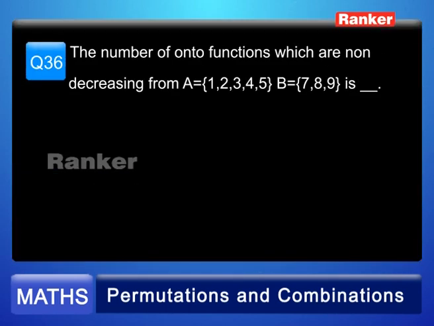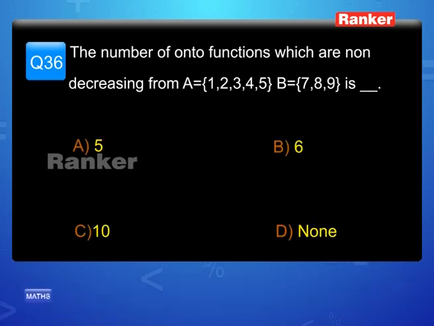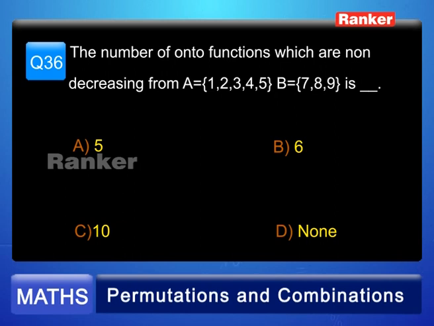In this question, the number of onto functions which are non-decreasing from the set 1, 2, 3, 4, 5 to the set containing 7, 8, 9 is required. In the first option, he has given it to be 5. In the second option, that is option B, it is 6. Option C, it is 10. Option D, none. Let us now have a look over that.